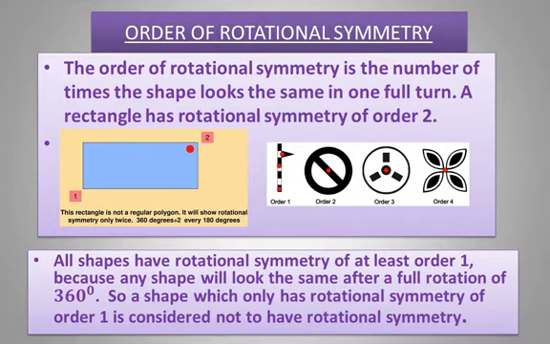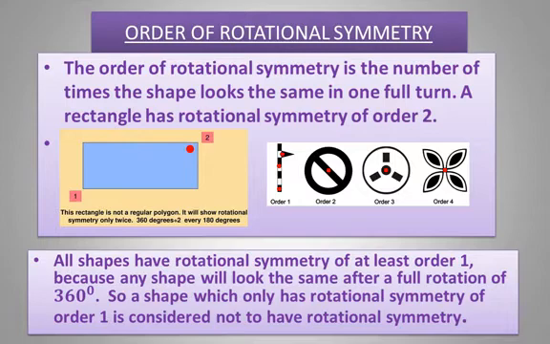So what is order of rotational symmetry? It is the number of times the shape looks the same in one full turn. A rectangle has rotational symmetry of order 2. It means the rectangle, which is not a regular polygon as you know, will match its original shape only twice. First it will match at 180 degrees and the second time at 360 degrees. So only two times it will match its original position. So it has order 2 rotational symmetry.